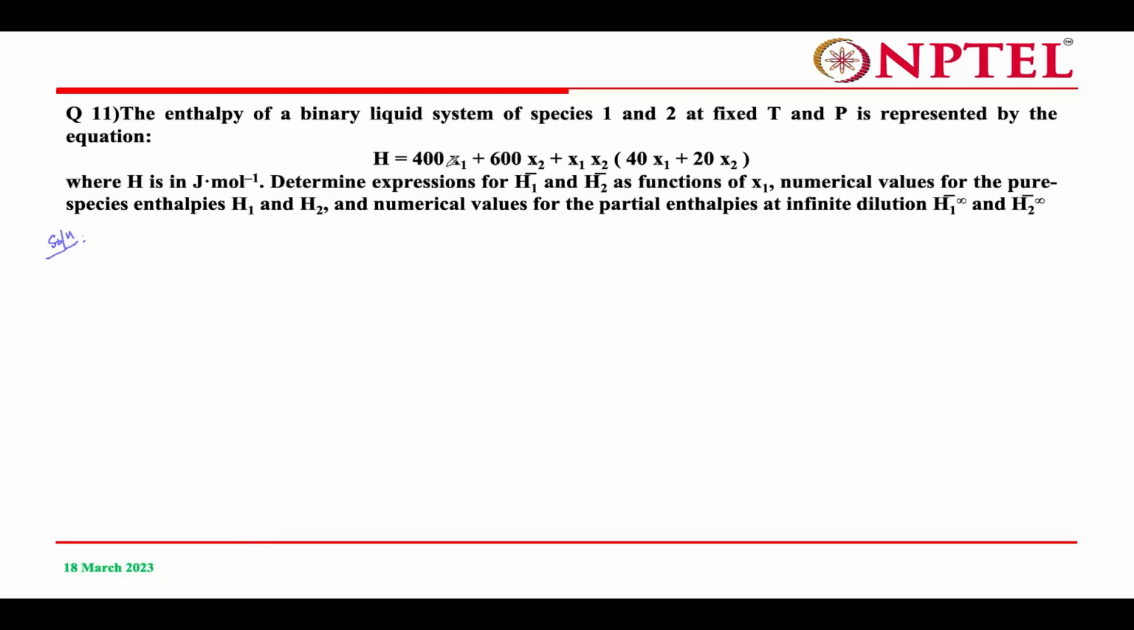So here, this is equation 1. First replace X2 by 1 minus X1 in equation 1. So you will get 600 plus 180 X1 minus 20 X1 cube. Here X2 is replaced by 1 minus X1.